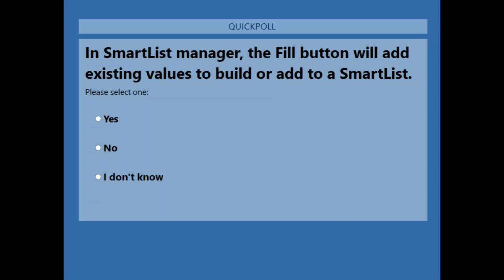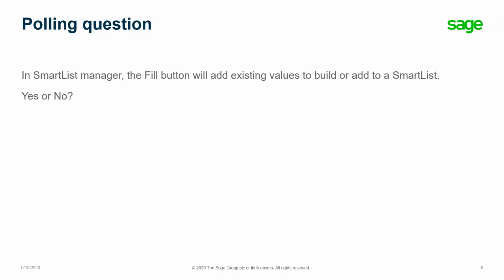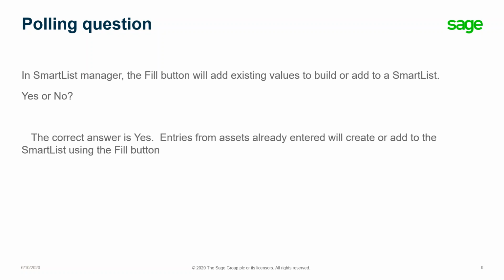All right, looks like most of you have replied there. You want to go ahead and close it down, okay, Bob? All right, thanks. The poll is now closed. All right, excellent job, you guys. I see very good response rate. The correct answer is yes. Entries from assets already entered will create or add to the smart list using the fill button. Excellent job.